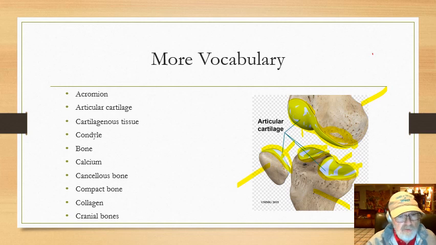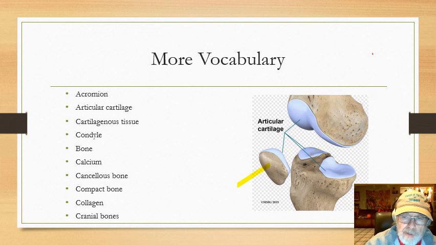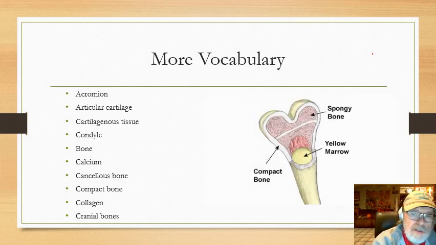It's just a smooth surface. And the joint actually has what's called a capsule, and the capsule makes fluid that lubricates and makes these joint surfaces nice and slippery so they can slide even better. Okay, so that's the articular cartilage, which is basically at the end of the bones, and that's important to know. Cartilaginous tissue is basically anything that's cartilage. Okay, that's that.